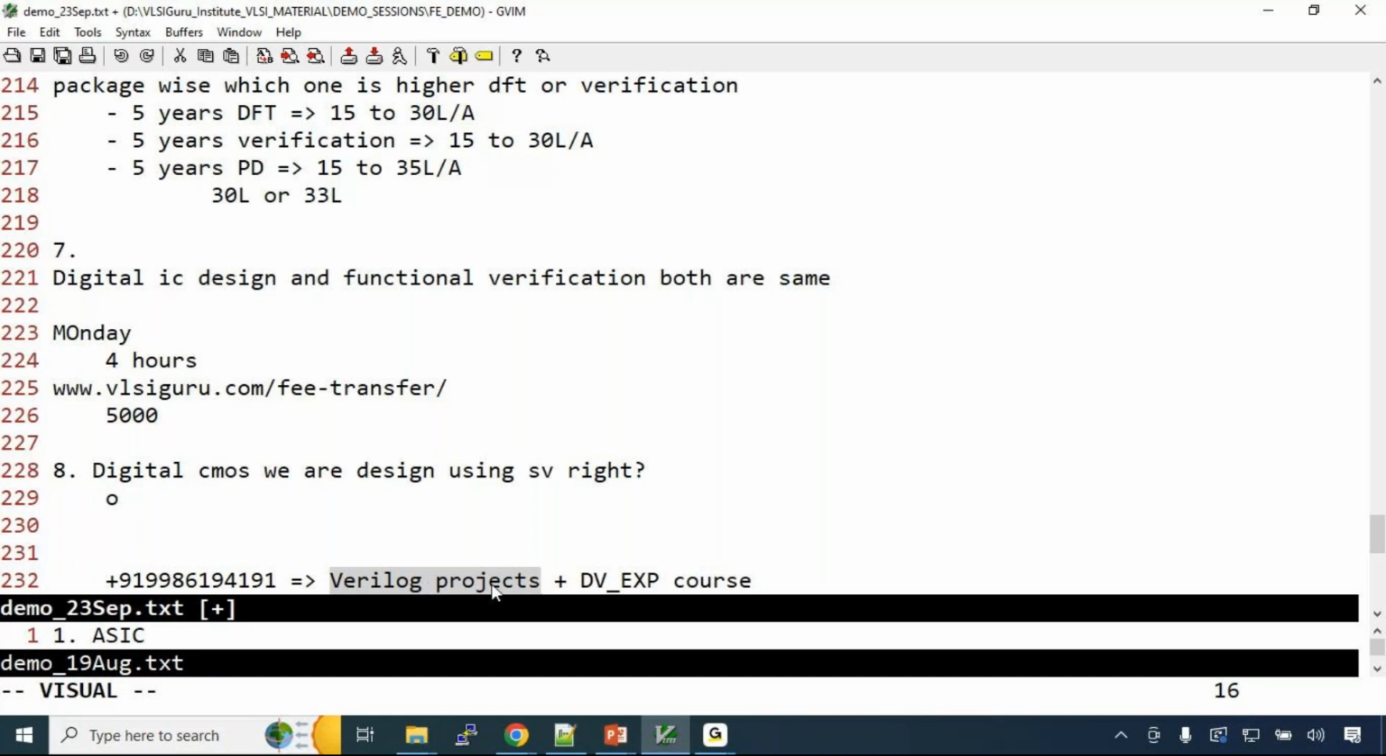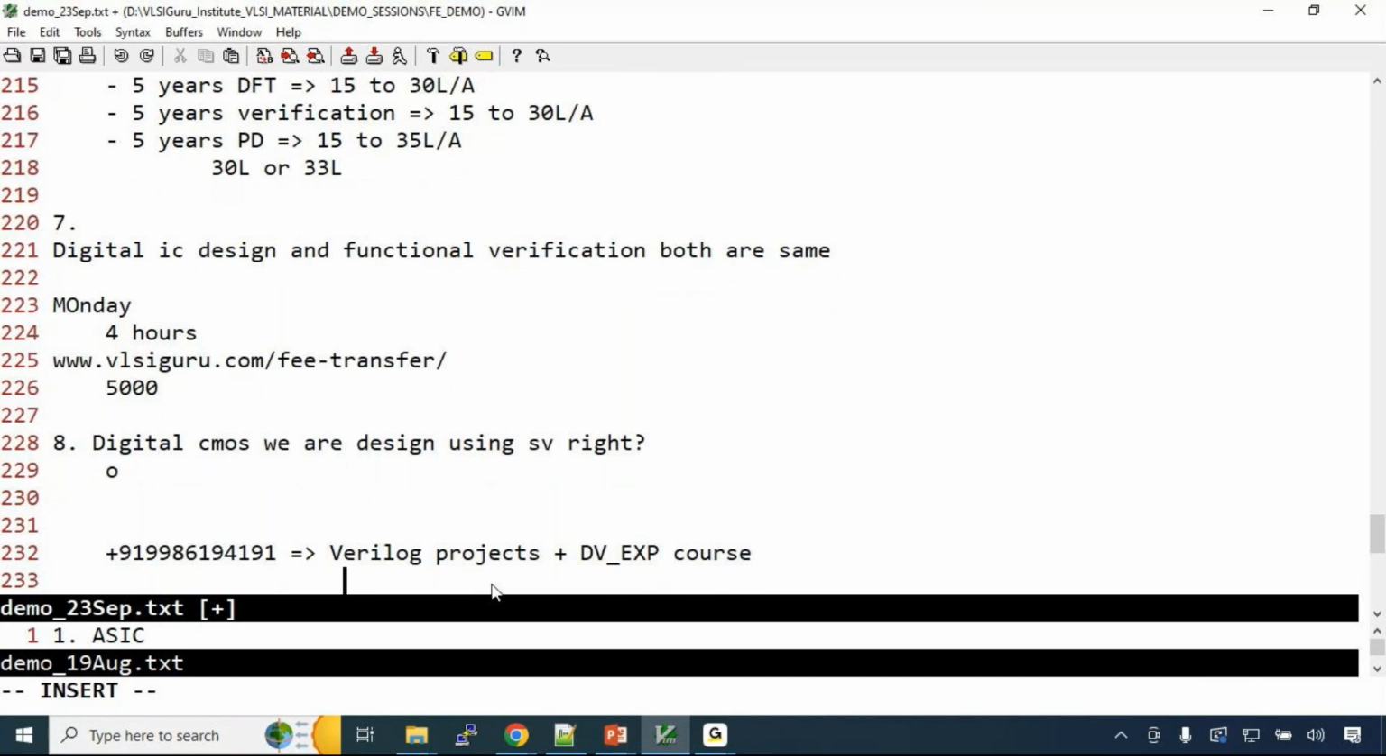For this DV experience course, when does the placement start? It is a six-month course. No, you don't need to wait for 6 months. Your placement will start immediately after UVM is completed. This will go for 1 month. SV and UVM will go for 3 months, at least three. So after 4 months itself, you will get the placements. Okay. Thank you.